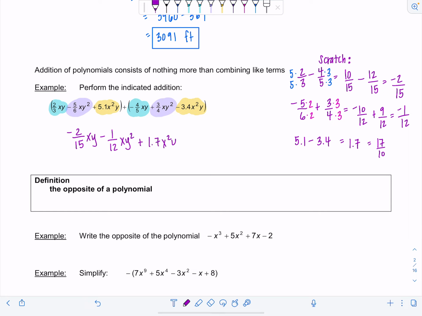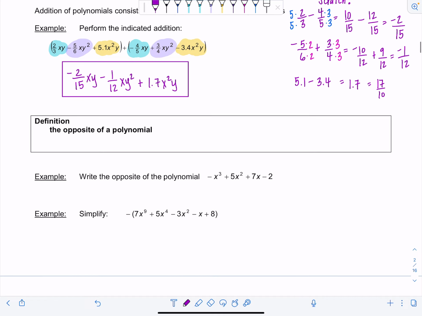1.7 x squared y. How can they get mad at us if we do the same thing they did, right? Okay. Very nice. So nothing really new. You can just imagine that those big parentheses around the polynomials are not there when you're adding them together.